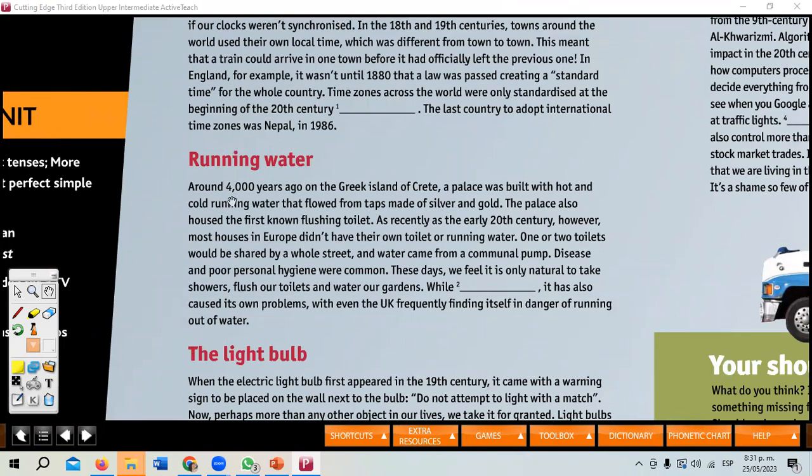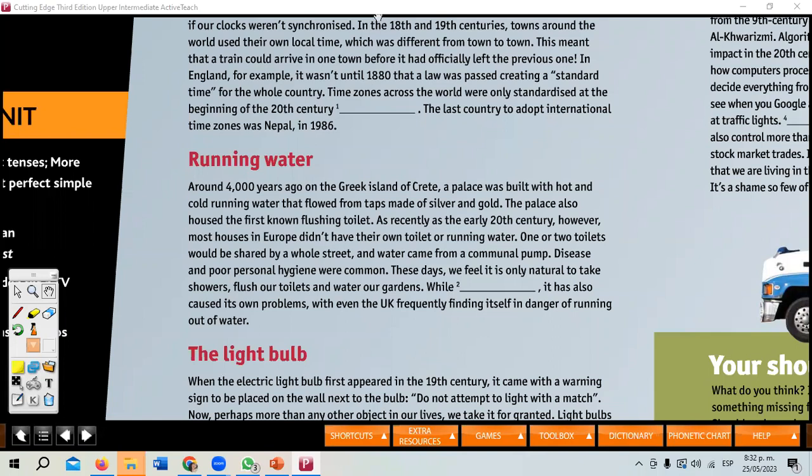4,000 years ago, on the Greek island of Crete, a palace was built with hot and cold running water that flowed from taps made of silver and gold. The palace also housed the first flushing toilet. As recently as the early 20th century, however, most houses in Europe didn't have their own toilet or running water. One or two toilets would be shared by a whole street and water came from a communal pump. Disease and poor personal hygiene were common.